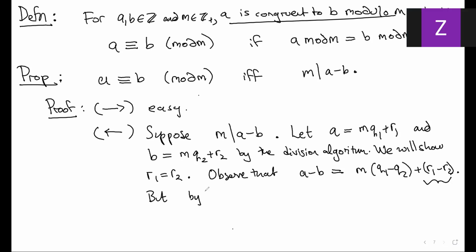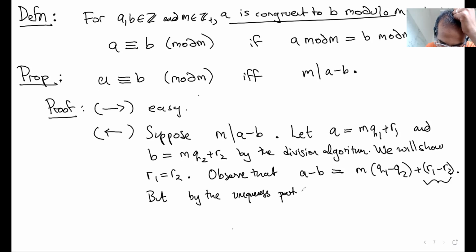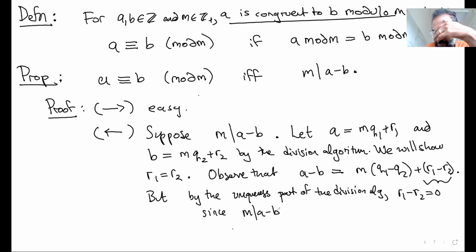But by the uniqueness part of the division algorithm, R1 minus R2 equals 0 since M actually divides A minus B. That's why the uniqueness is useful. There can only be one remainder and we know it's 0. So we're done. Okay, so A is congruent to B mod M.